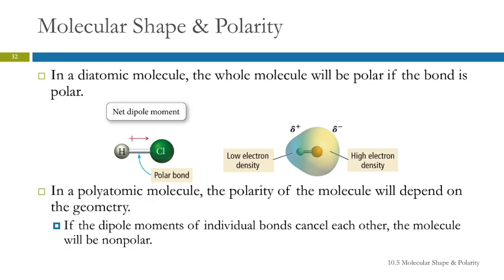But when we have polyatomic molecules, lots of different atoms, you can have polar bonds and still have a nonpolar molecule because those dipole moments from the polar bonds can cancel each other out.